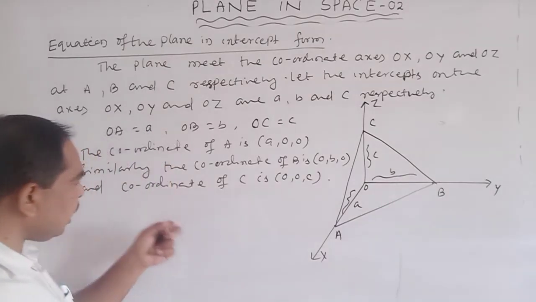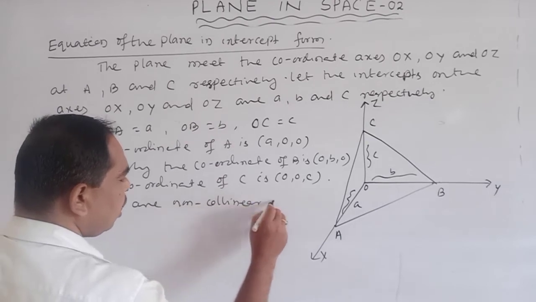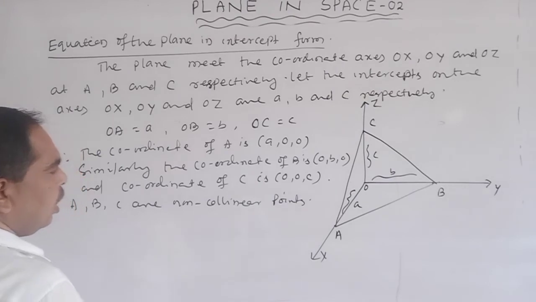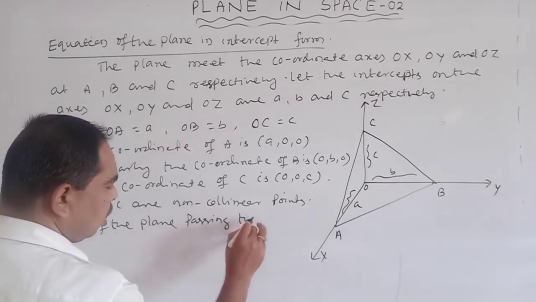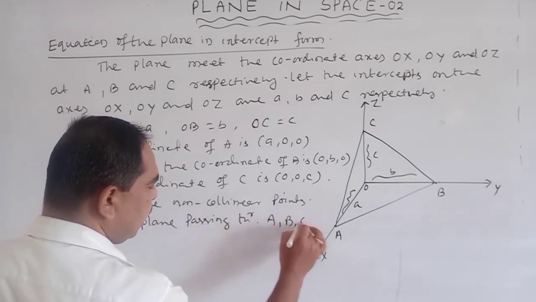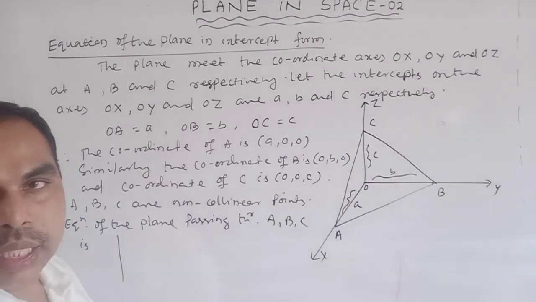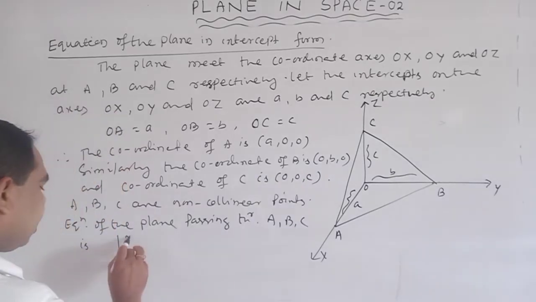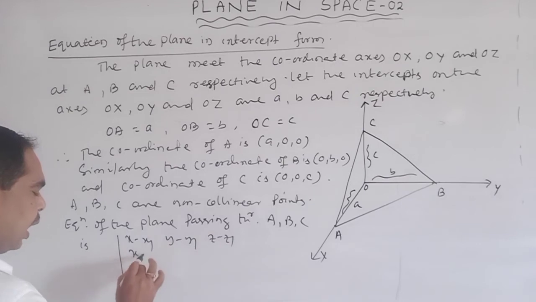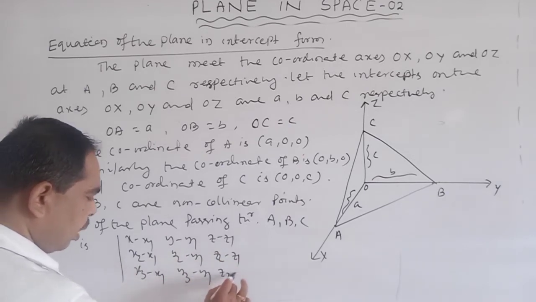Okay. So the equation of the plane passing through A, B, C, which are non-collinear points. Let the equation of the plane passing through the points A, B, C be in determinant form: x minus x1, y minus y1, z minus z1, x2 minus x1, y2 minus y1, z2 minus z1, x3 minus x1, y3 minus y1, z3 minus z1 is equal to 0.